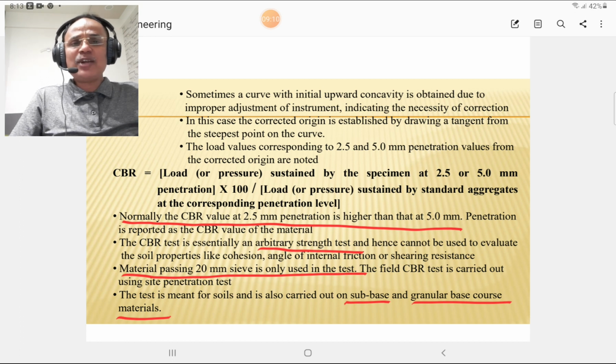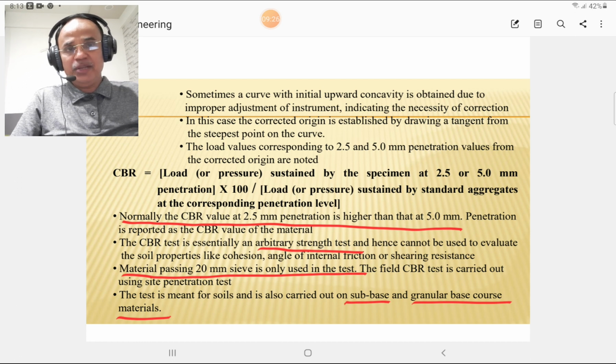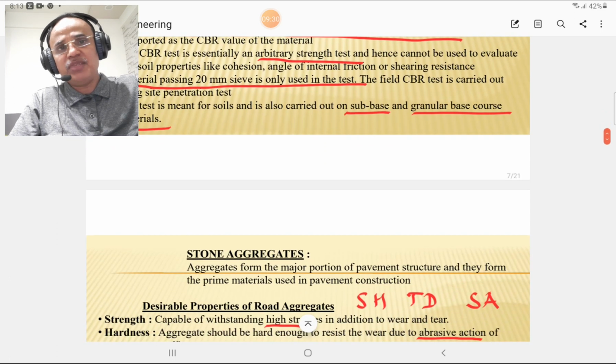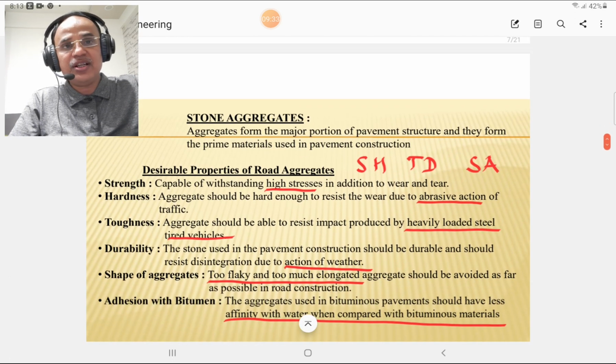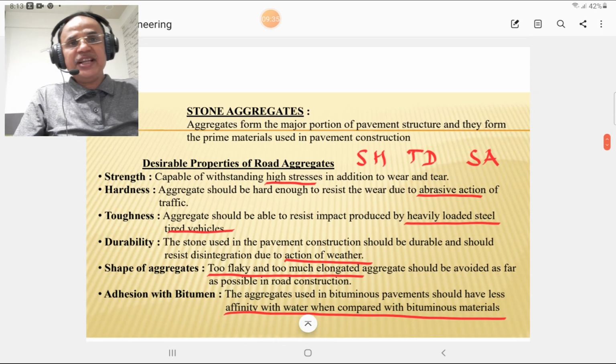CBR for black cotton soil is also low, because it depends upon the penetration. The value is 0 to 2%, and for medium size murum it is 20 to 30%, and for aggregates it is more than 40%. So you must know the CBR values of different materials. You may refer to any geotechnical or soil mechanics book for that.